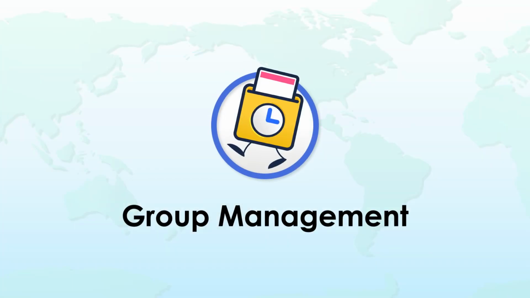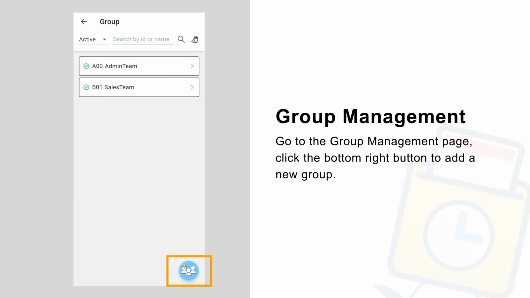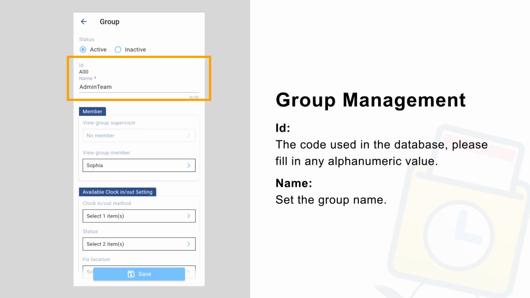Group management. Administrators can set multiple groups, allowing members in each group to use different clock-in methods. Go to the Group Management page, click the bottom right button to add a new group. Fill in the name and any alphanumeric ID. The ID is used for database identification and cannot be modified after creating the group.